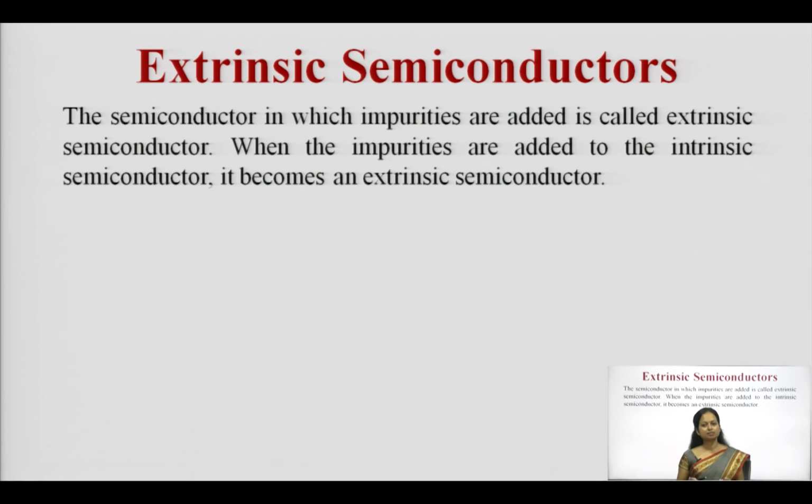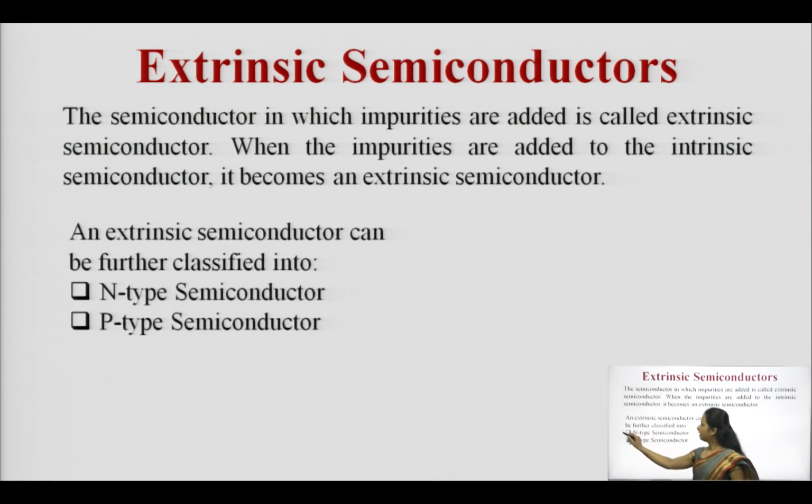Now, what do you mean by extrinsic semiconductors? Extrinsic semiconductors are those semiconductors where some impurities are added, and this process of adding impurity to the pure semiconductor is known as doping. Accordingly, 2 types of semiconductors are formed: N-type and P-type. N-type is formed by adding pentavalent impurities, which have 5 valence electrons, and P-type is formed by the addition of trivalent impurities, which have 3 valence electrons.